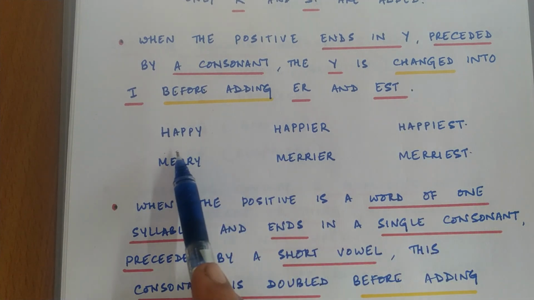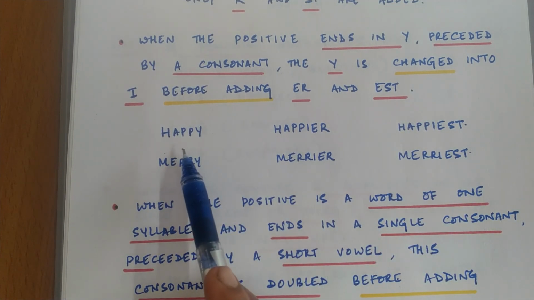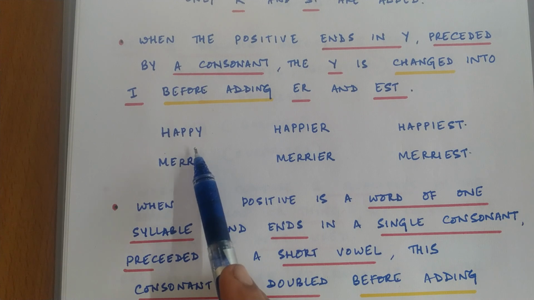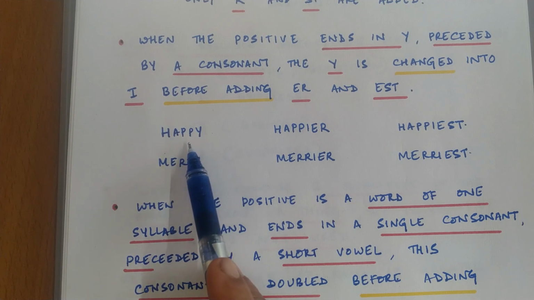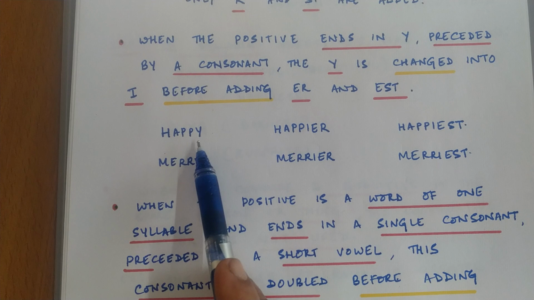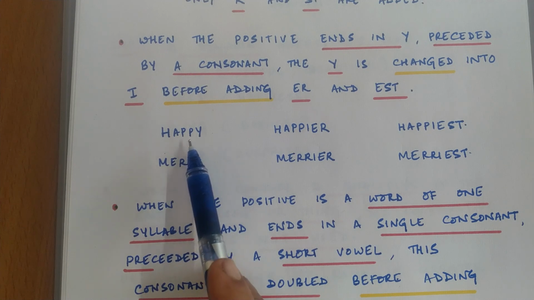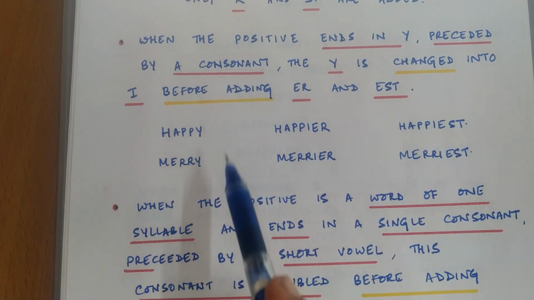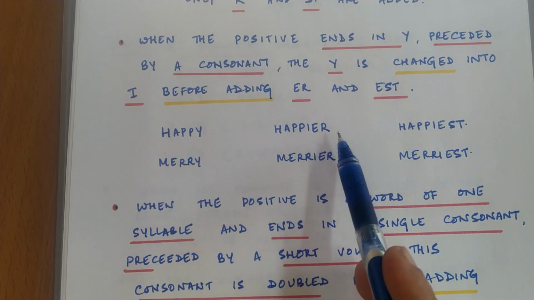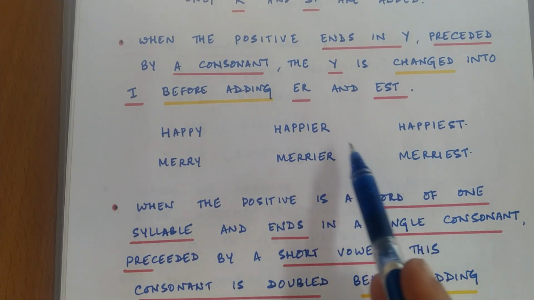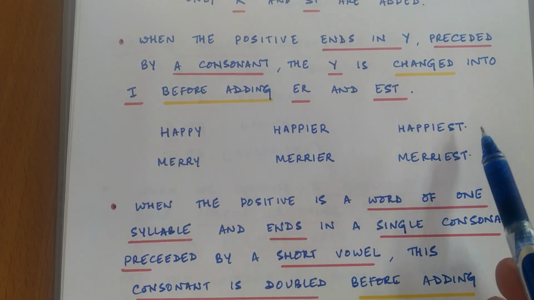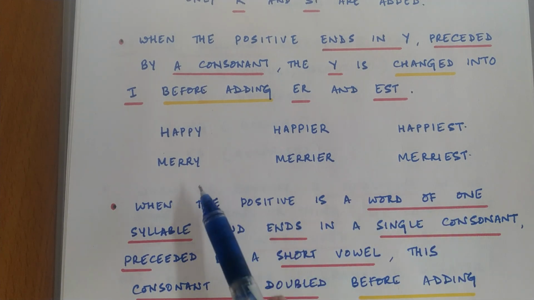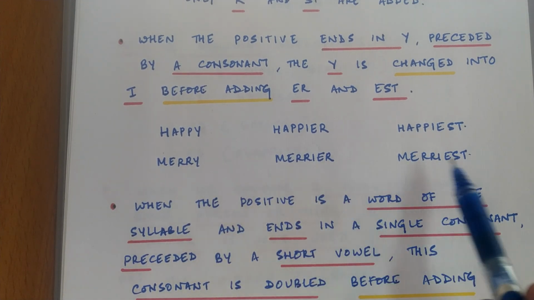That means if we take the positive adjective happy, in which the positive ends in y and it is preceded by a consonant, consonant meaning P, which is not a vowel, any consonant. The positive which ends in y preceded by a consonant will give you happier and happiest for happy. That means y becomes ier in the comparative and y becomes iest in the superlative. Next, merry becomes merrier, merriest.